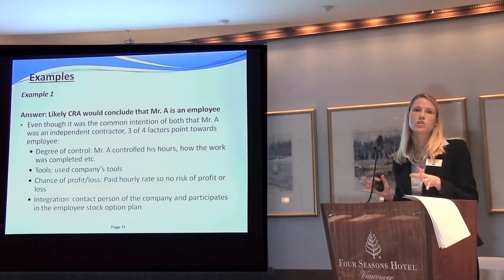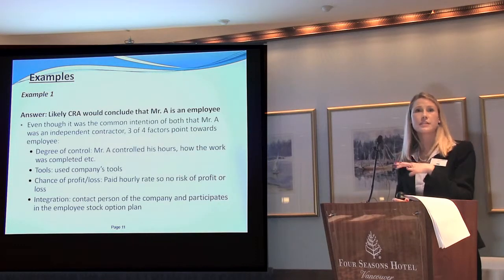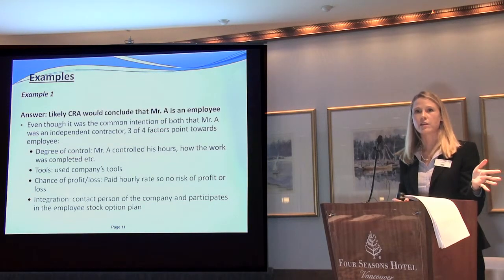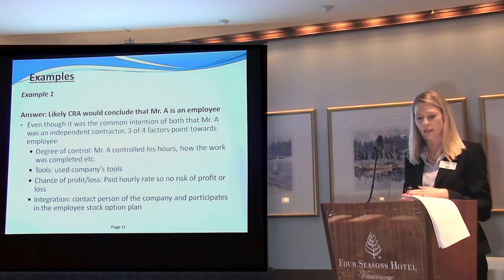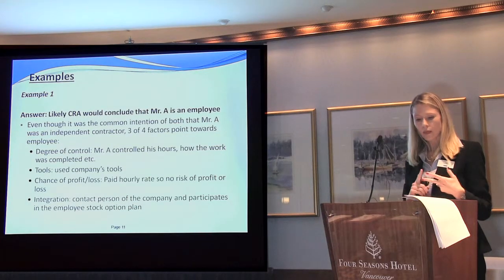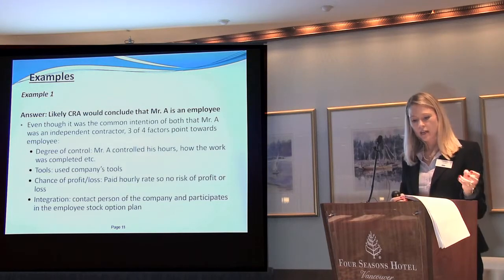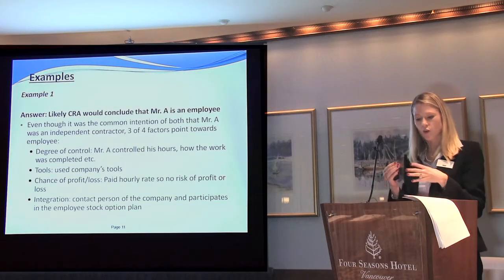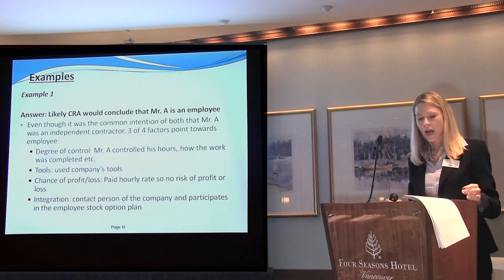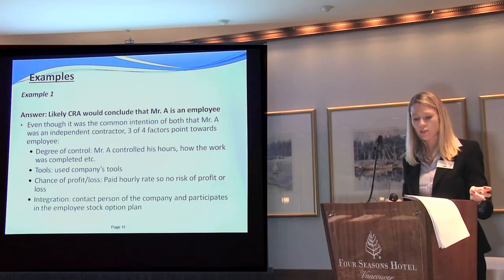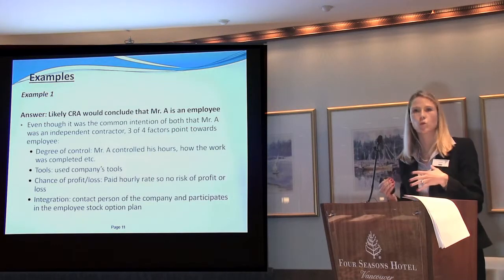So even if we look at the intention of the parties, our first step in the Holmes case was to look at the intention. The intention was clear. They wanted to be an independent contractor. But like you mentioned, when we look at the 4 tests set out in the Wiebe case, the degree of control, the tools being used: he used the company's tools, he was in the office, but he controlled his own hours. So then again, it's a little bit neutral on the degree of control. Chance of profit and loss: he was paid on an hourly rate, so there's no real risk of a profit or loss there. He's getting paid even if the work's not done.